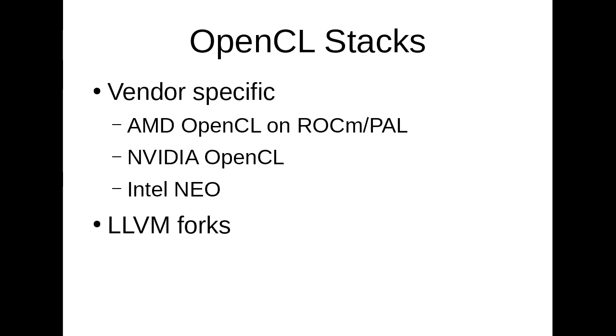NVIDIA then have their own OpenCL stack, which is all binary. And then Intel have recently announced their own OpenCL stack, which is Neo. So this is what the vendor OpenCL stacks look like. They all generally fork LLVM at some point. So they all contain a big chunk of LLVM, probably a big chunk of Clang. So it's complicated. Everyone has their own. I think that's pretty much the message we have to get across here.